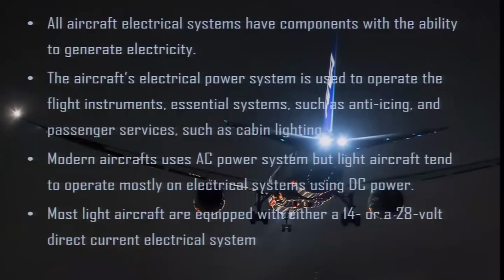The aircraft's electrical power system is used to operate flight instruments, essential systems such as anti-icing, and passenger services such as cabin lighting. So, various systems require electrical power. Modern aircraft use an AC power system, but light aircraft operate mostly on electrical systems using DC power. Most light aircraft are equipped with either a 14 or a 28 volt direct current electrical system.